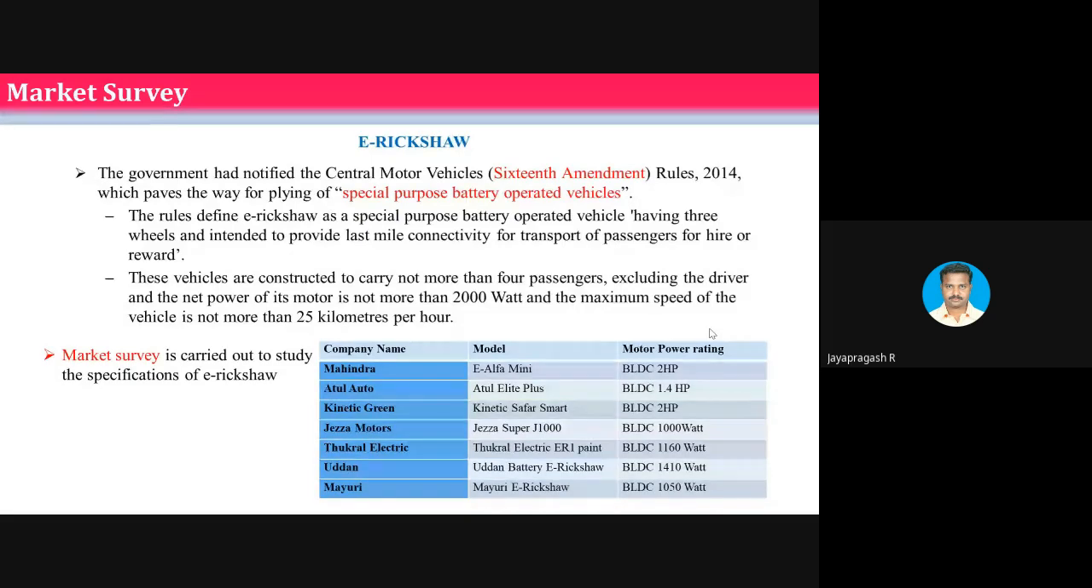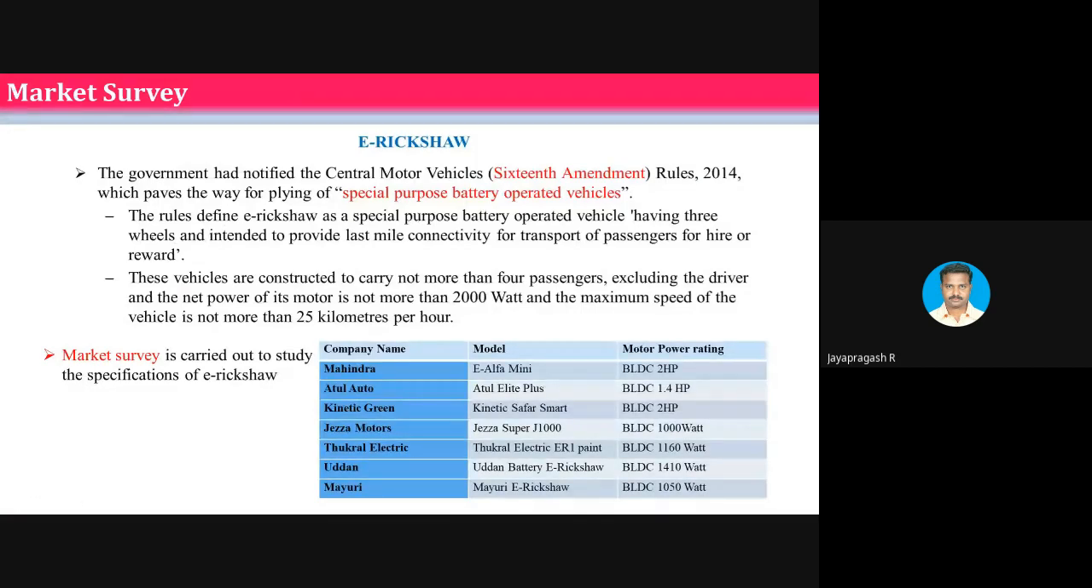I hope you might have studied an article recently. All the hand rickshaws are banned in India, and they are all converted into battery operated vehicles. And in the year 2014, a central government rule was defined. It's the 16th amendment. According to the Central Motor Vehicle 16th amendment rule established in 2014, which gives norms for the special purpose battery operated vehicles which replaced the hand rickshaws.